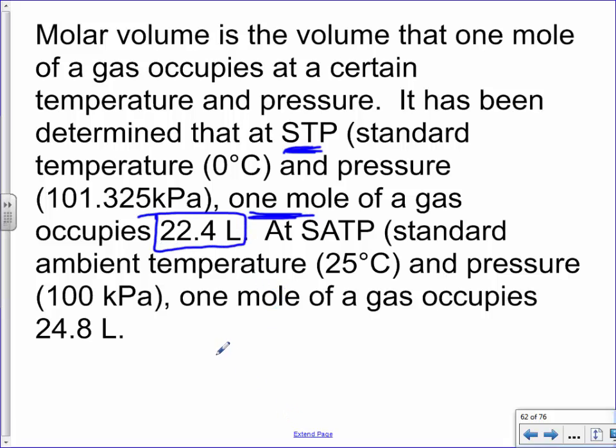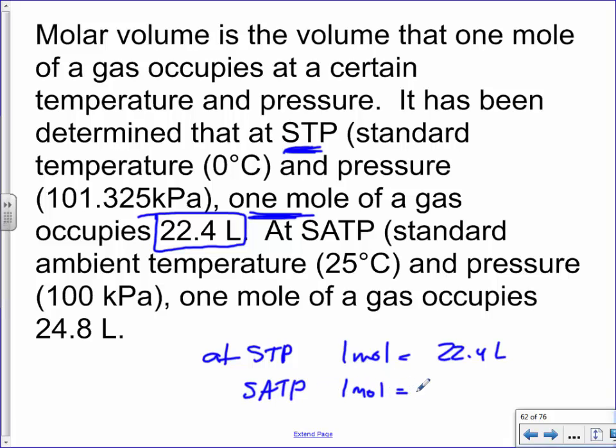So I might write it down like this. At STP, 1 mole is 22.4 liters. It does not matter what gas it is. If it's hydrogen gas, helium gas, nitrogen gas, it doesn't matter. If you have a mole of it, that's how much room it should require. And probably the same person who figured that out figured out that at SATP, a mole is actually going to require a different amount of volume. It actually requires 24.8 liters.